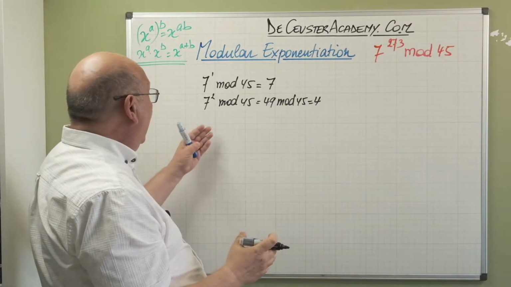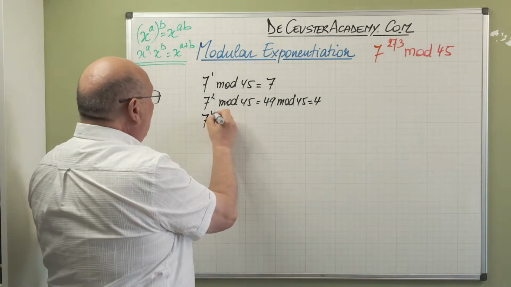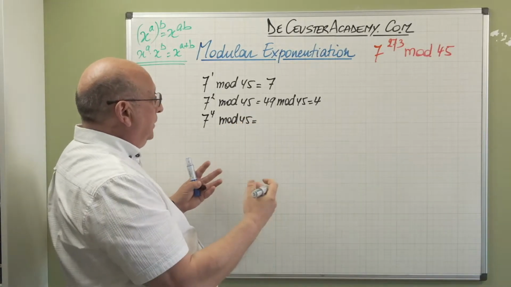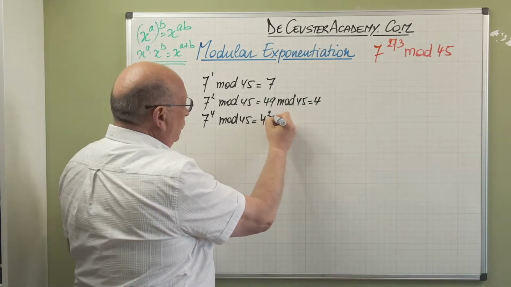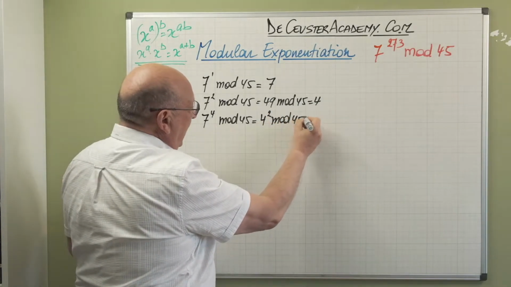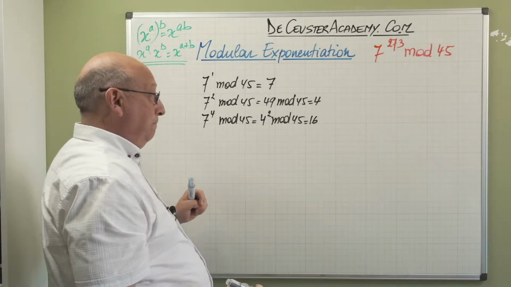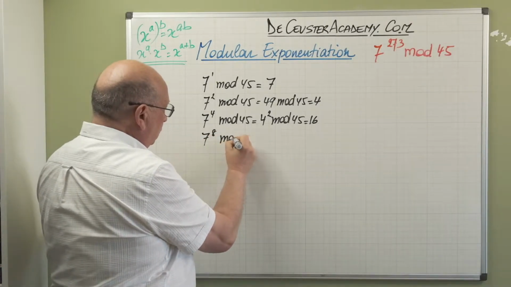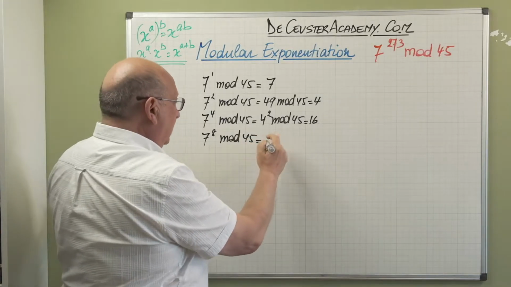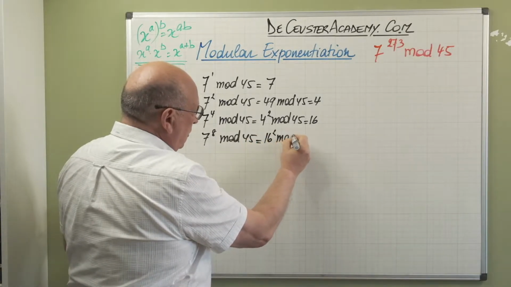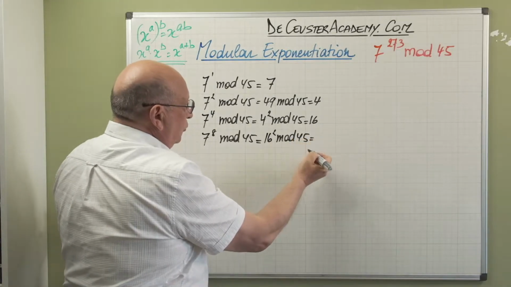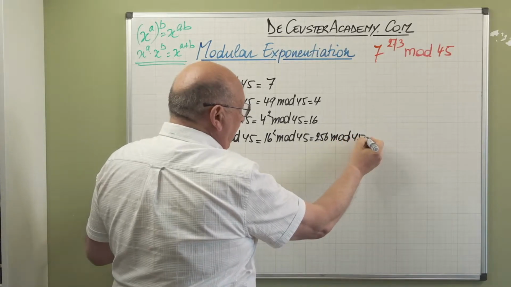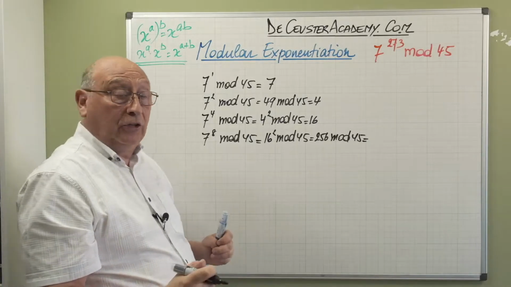Now we go to 7 to the 4th modulus 45. We still can calculate that, but it's basically the same as 4 squared modulus 45, which is in fact 16. We do the same again. We have 7 to the power 8 modulus 45, and we take 16 squared modulus 45. So 16 squared is 256 modulus 45, and that is equal to 31.